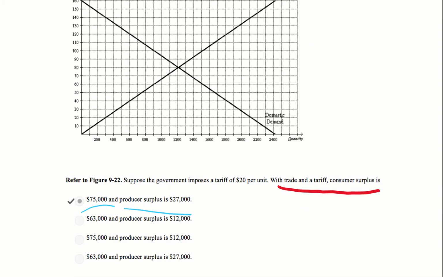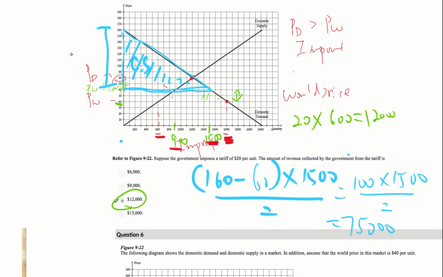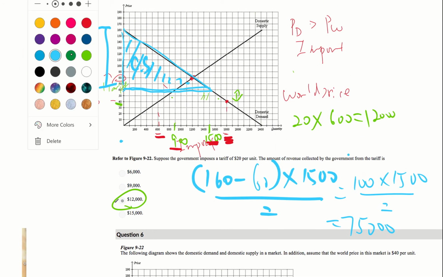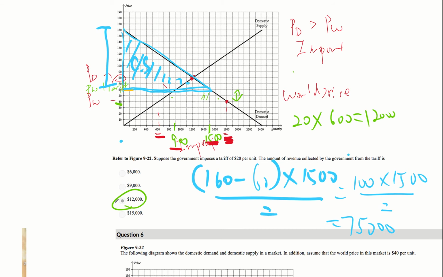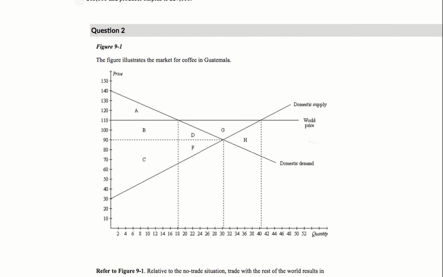And then the producer surplus is how much? So for producer surplus, that'd be the triangle below. So this different color, this triangle here, that's our producer surplus. So that will be the vertical difference of 60 times the horizontal difference of 900 divided by 2. So that should be 27,000. That is our producer surplus. Okay, so the answer is going to be A. All right, so next question.